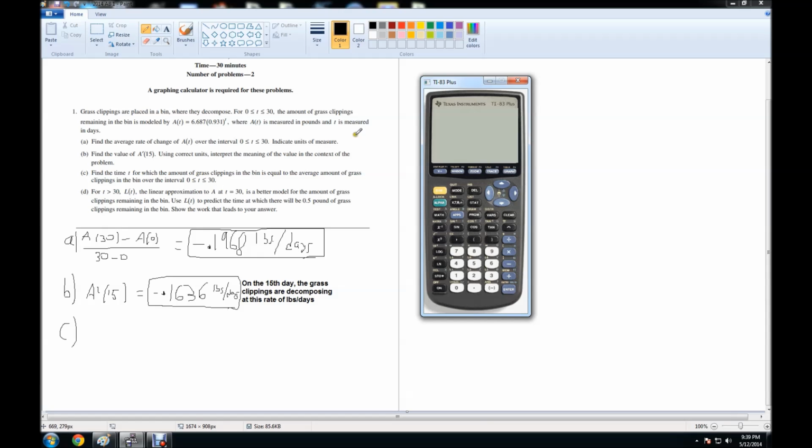So right off the bat it says average amount of grass. Average amount, I think of average value, which is the integral times 1 over b minus a. So in this case, to start off this problem, not the answer, we would have 1 over 30, because b minus a is 30 minus 0. This is basically how you do average value problems: 1 over 30 times the integral from 0 to 30 of A(t).